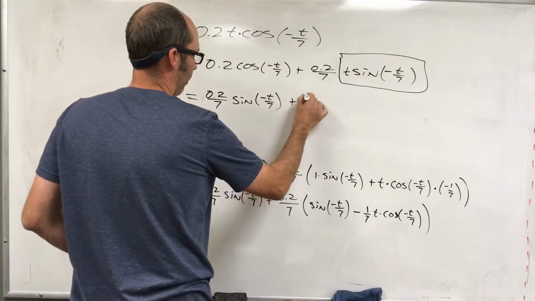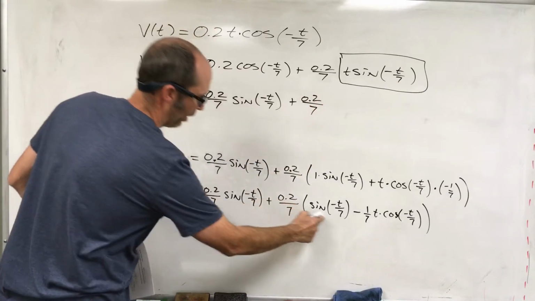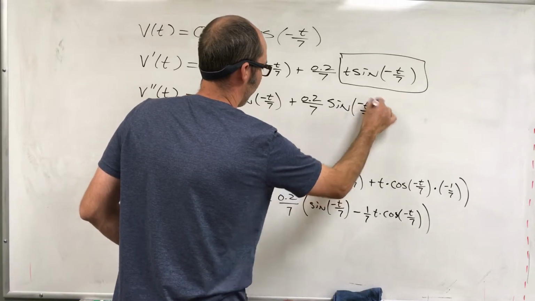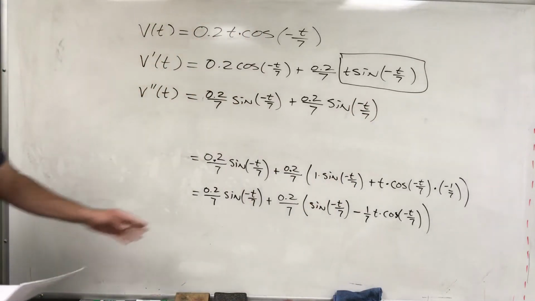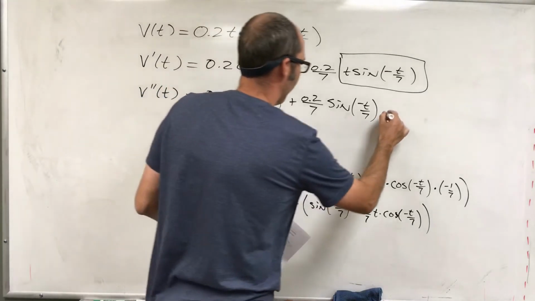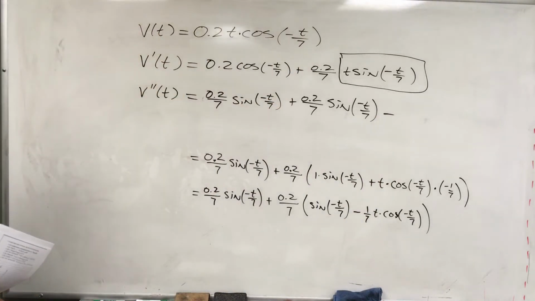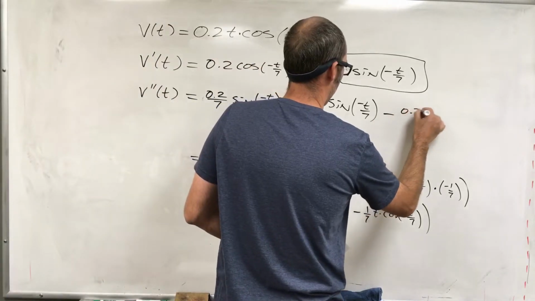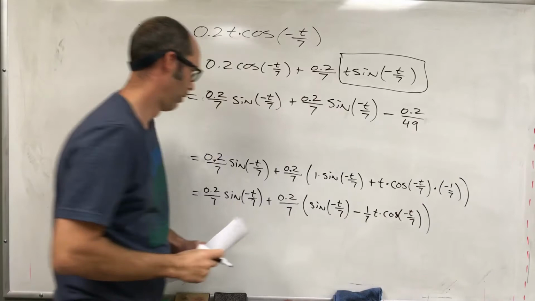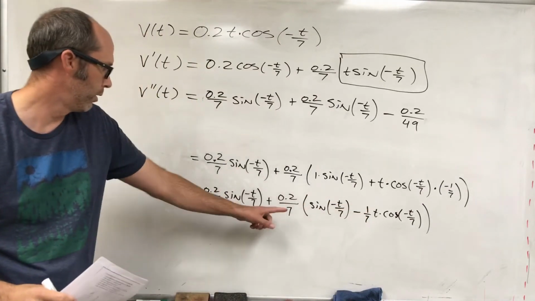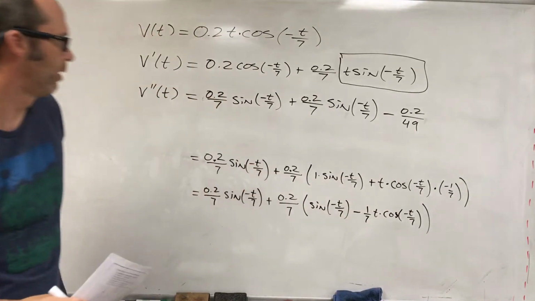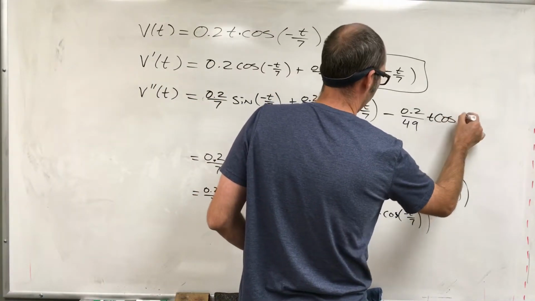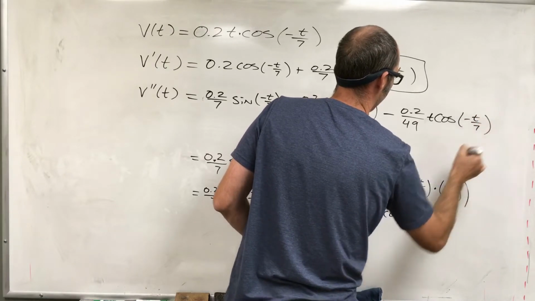Distributing the 0.2 over 7 to each of these terms, we get plus 0.2 over 7 times sine of negative t over 7. Now that times that is going to give me a negative 0.2 over 49, since 0.2 times 1, and 7 times 7 is 49, times t cosine of negative t over 7.